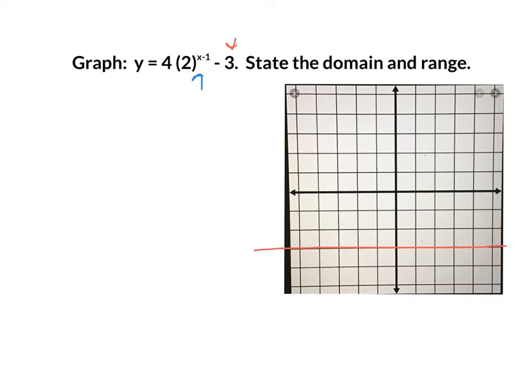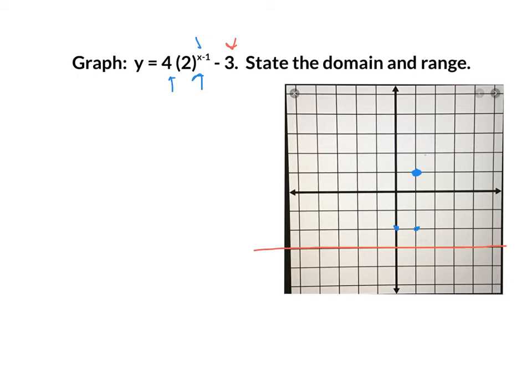Let's see what else happens. Usually it crosses 1 above right there, 0, 1, which would be my new 0, 1. But this has been shifted right 1, so we're going to go right 1. But there's a 4 in the front, which is a vertical stretch by 4, so that's going to actually be 4 units above my asymptote right there. All right, so that's my new 0 point.